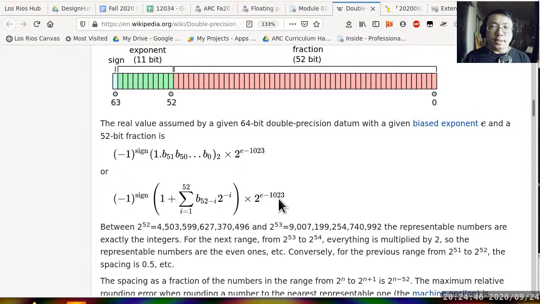So IEEE says, well, guess what? If every single bit in the entire 64-bit number is zero, we'll call that representing true 0. If you use this equation, it would represent a very small value. But IEEE just says, nope, this is a special bit pattern. If you see this bit pattern, it really means 0.